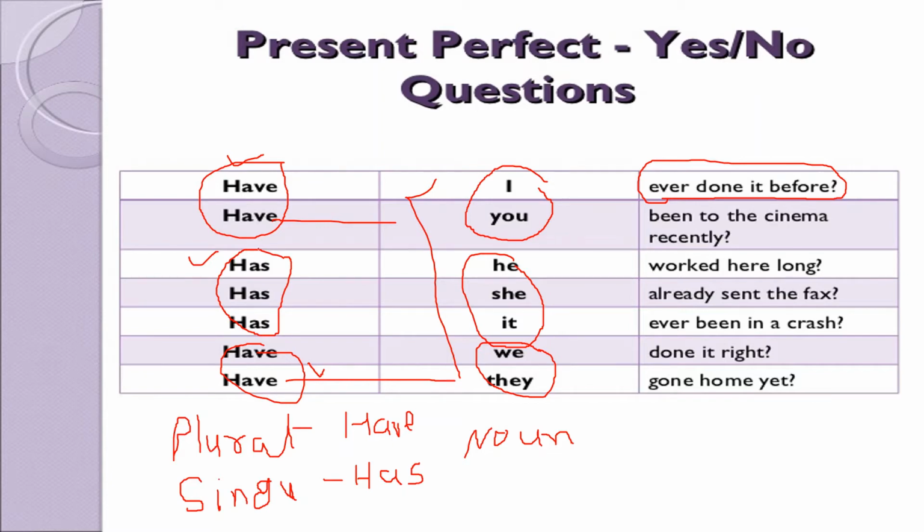You can see the examples as well. Have I ever done it before? Have you been to the cinema recently? Has he worked here long? In these sentences we need to understand one thing as well, right? What we are using as a verb is the third form. It is the third form of the verb that we are using to form the question in the present perfect tense.